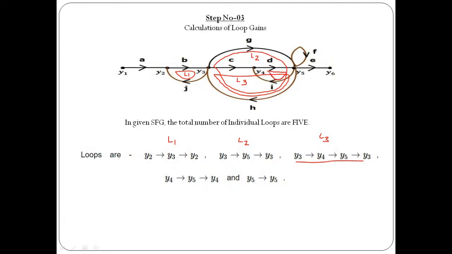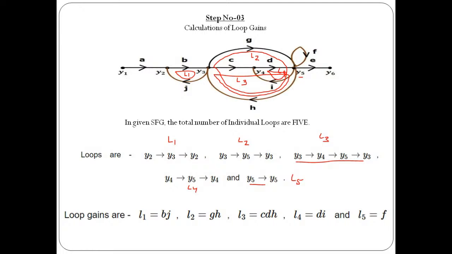L4, L5, then coming back to L4. This will be loop number 4. So this will be L4. And then the last one is the self loop, starting from Y5 coming back to Y5. So this will be your loop number 5.